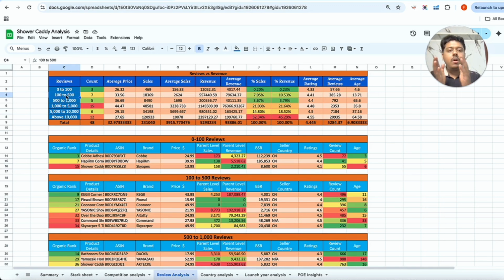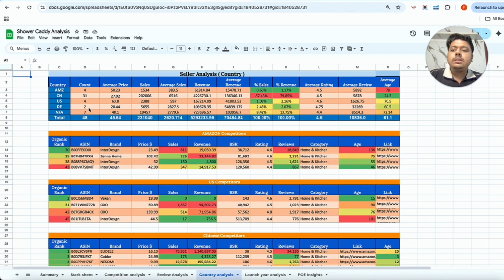Okay, now from 100 to 500, how many sellers exist? 7 sellers exist which have reviews ranging from 100 to 500. Okay, so their revenue share is slowly increasing. So it gives me an idea that even if I start from 0 reviews, somehow I will have a good chunk of average revenue, and let's say if I innovate the product, I can disrupt the market. So these things are giving me this idea.